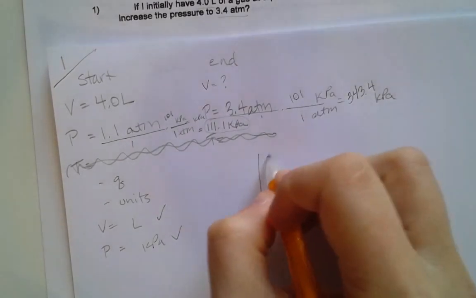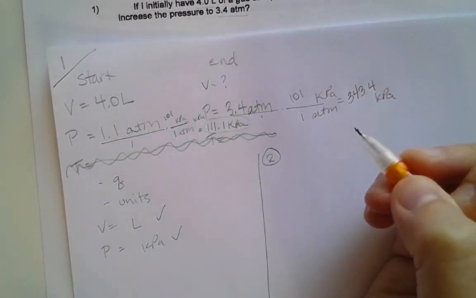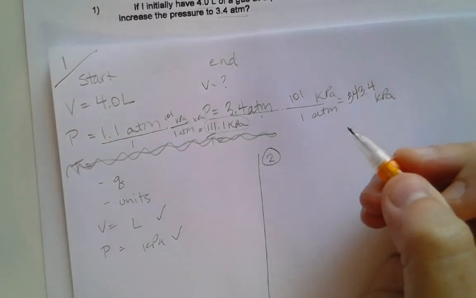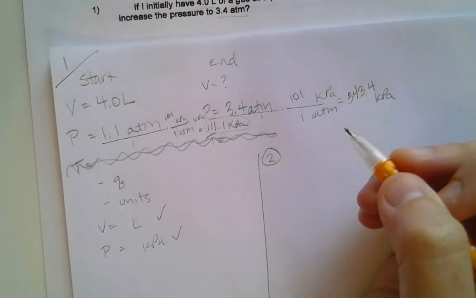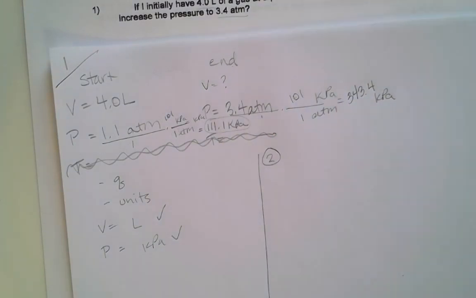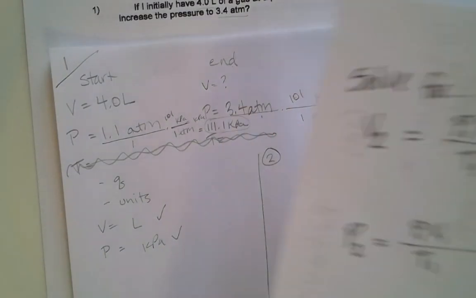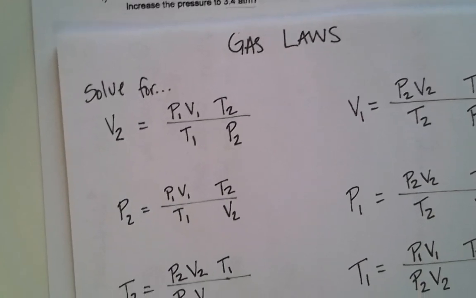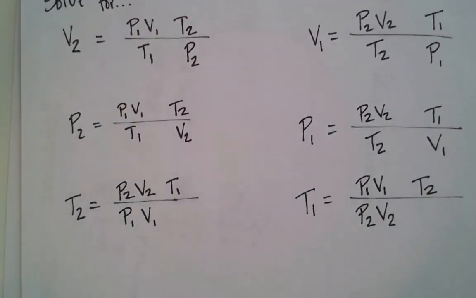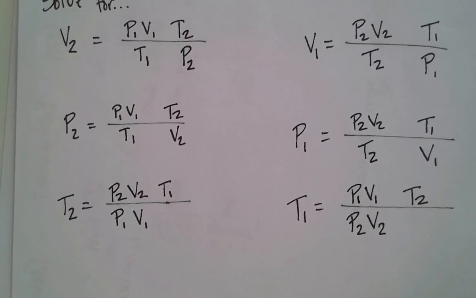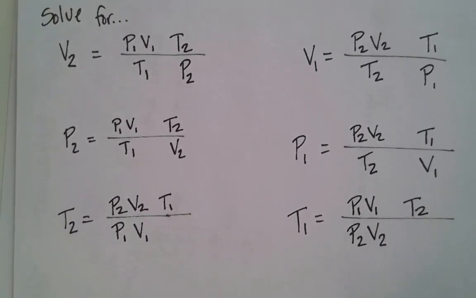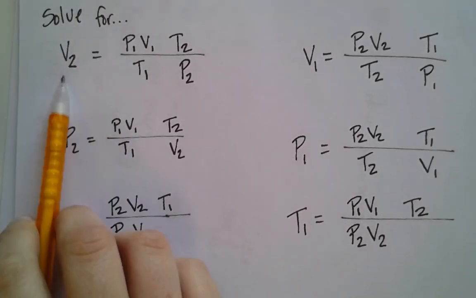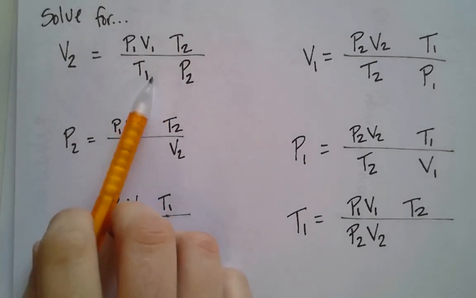Step 2. We're in this combined gas law realm. We have pressure now also. We're solving for the end volume, V2. I'm happy to walk you through the algebra, but for right now, let's just pull an equation from here. So we want the end volume. We're solving for V2. You're copying that equation onto your page.